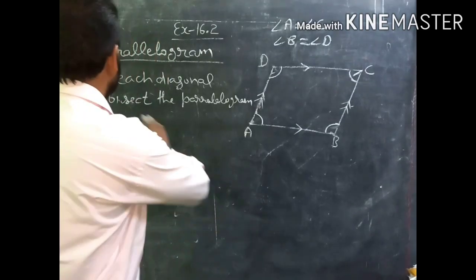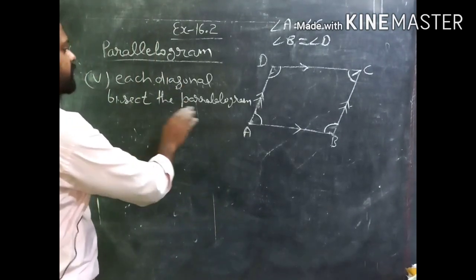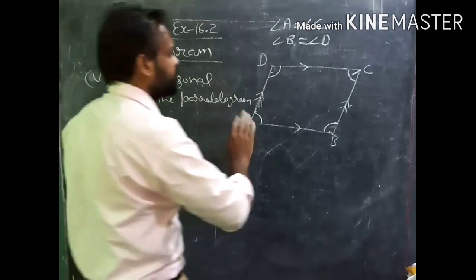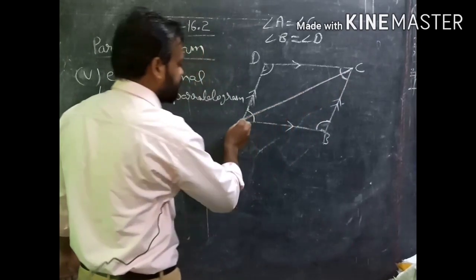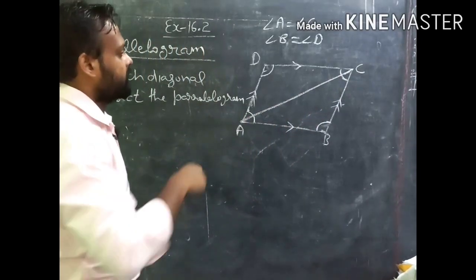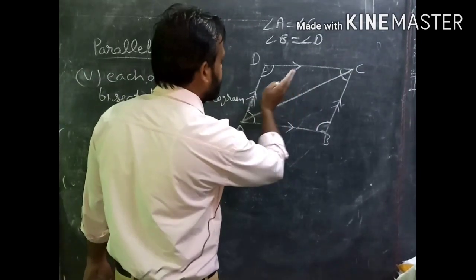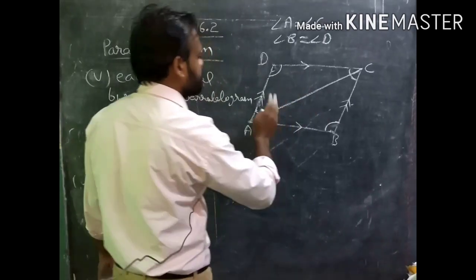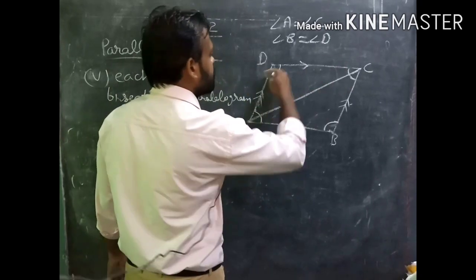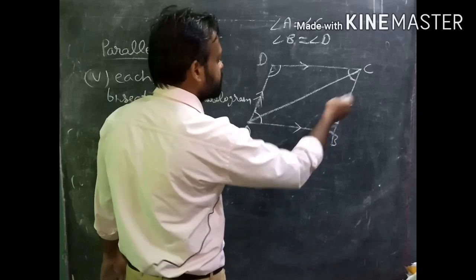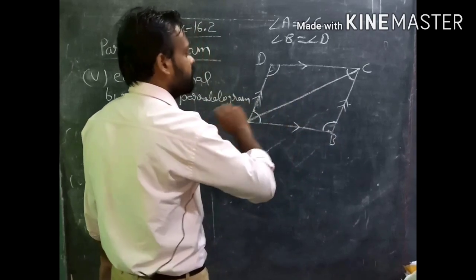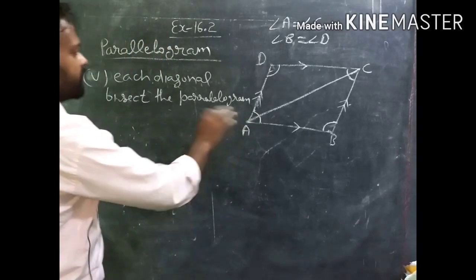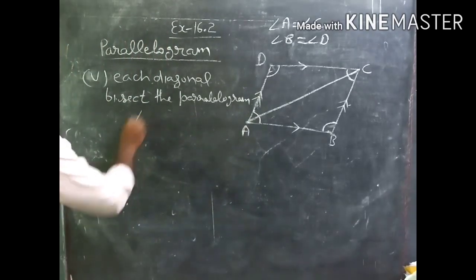Okay, now see its fifth part, each diagonal bisects the parallelogram. What is the meaning of this? Suppose I draw this diagonal AC like this. Then this diagonal AC is dividing this parallelogram into two parts. You can see this ADC is the first part and this ABC is the second part, meaning this diagonal is dividing this parallelogram into two triangles. If I write down these two triangles separately, then it will look like this.